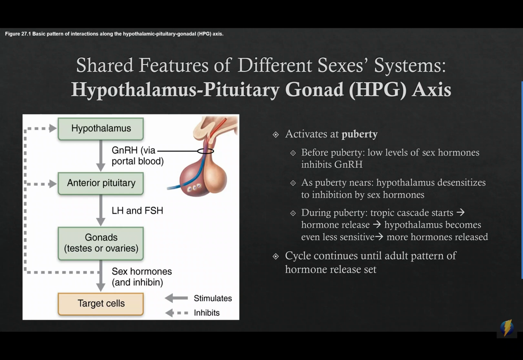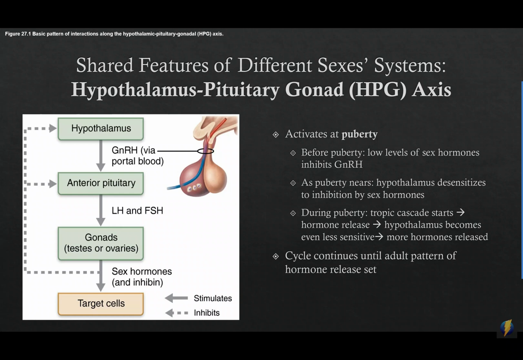Now, when we are children, there are some low levels of sex hormones in our body. Very minimal, but some low baseline levels. And even at that low level, the hypothalamus is super sensitive to the inhibition by these sex hormones. So even though we have very low levels of sex hormones in our body when we're children, the hypothalamus is still inhibited and not producing the releasing hormone. Now, as we get closer to puberty, the hypothalamus becomes less and less sensitive to that inhibition. And so those low levels of sex hormones circulating through our system have less and less of an effect on the hypothalamus.